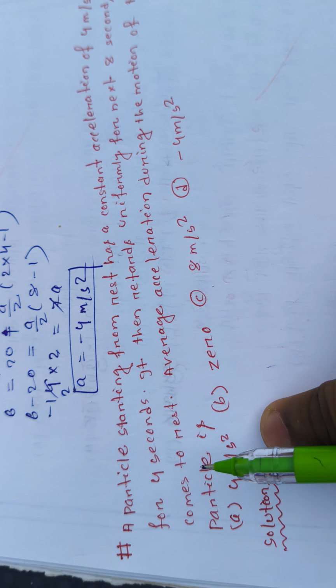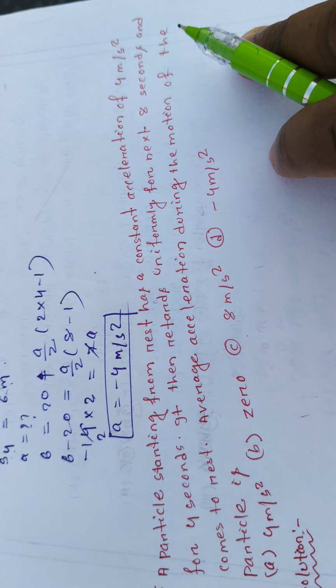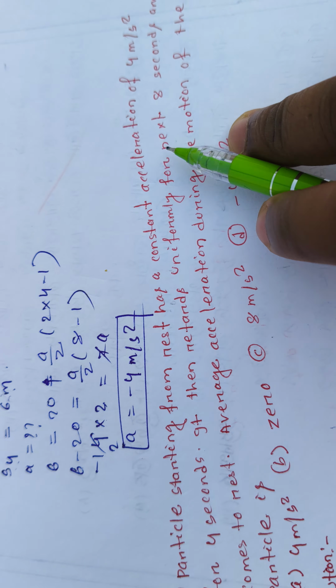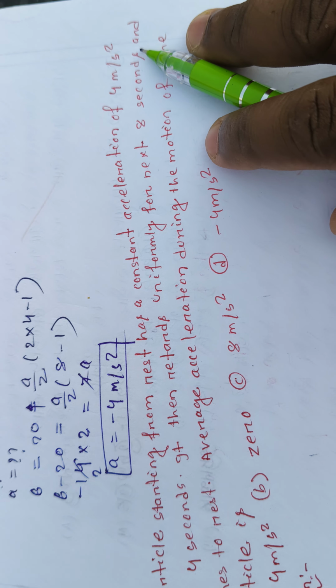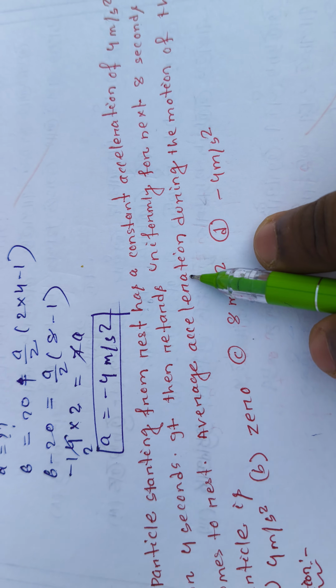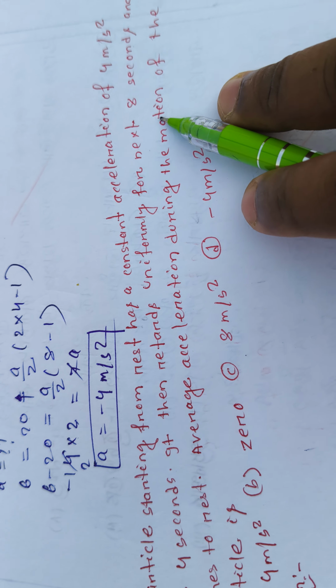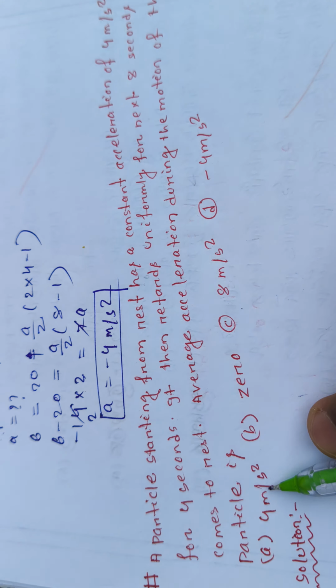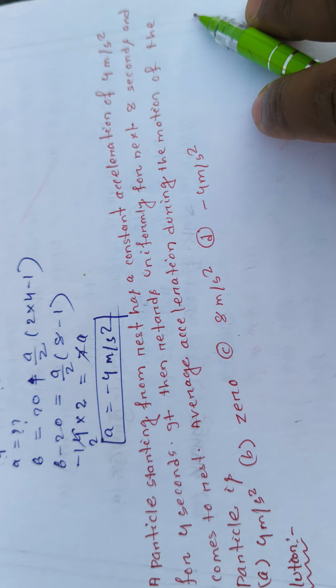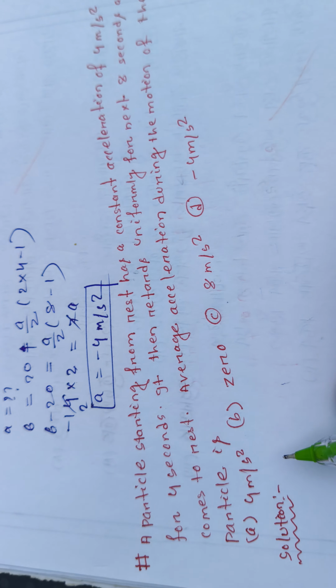This question is very important towards your any competitive exams. Question is, a particle starting from rest has a constant acceleration of 4 meter per second square for 4 seconds. It then retards uniformly for next 8 seconds and comes to rest. Average acceleration during the motion of the particle is how much?